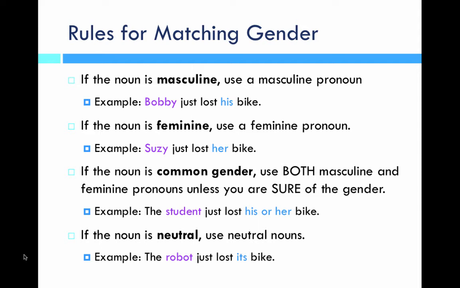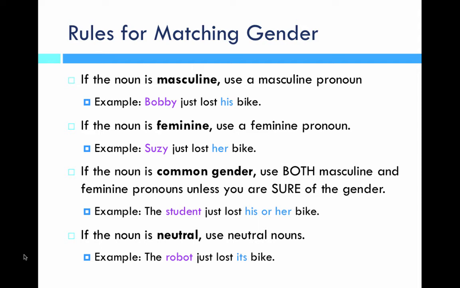Here are the rules for matching your gender in terms of pronouns. If the noun is masculine, you use a masculine pronoun. So Bobby just lost his bike. Bobby is a boy, so we use the masculine pronoun his. If the noun is feminine, you use a feminine pronoun. Susie just lost her bike. Susie is a girl, so we use the feminine pronoun her.